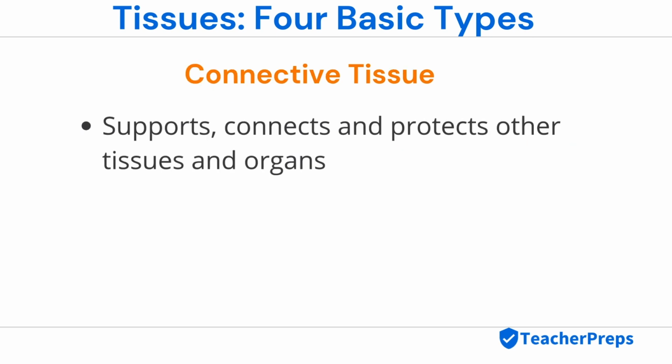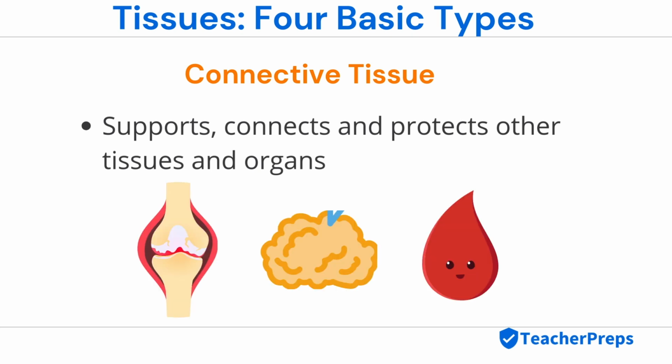Next up, we have the connective tissue, which supports, connects, and protects other tissues and organs. The connective tissue has cells that can be solid, liquid, or even jelly like. For example, these include bones or cartilage or fat, and also blood.